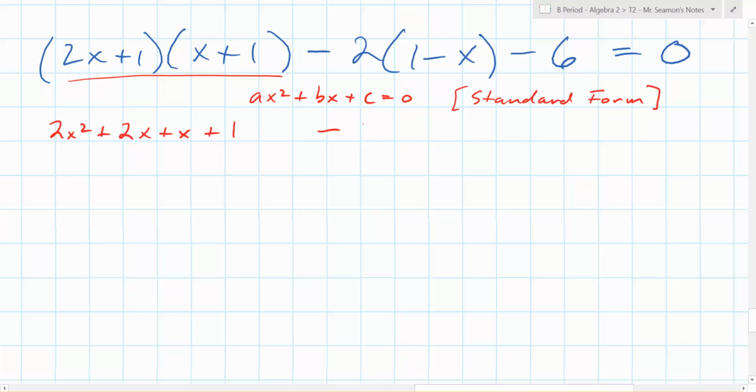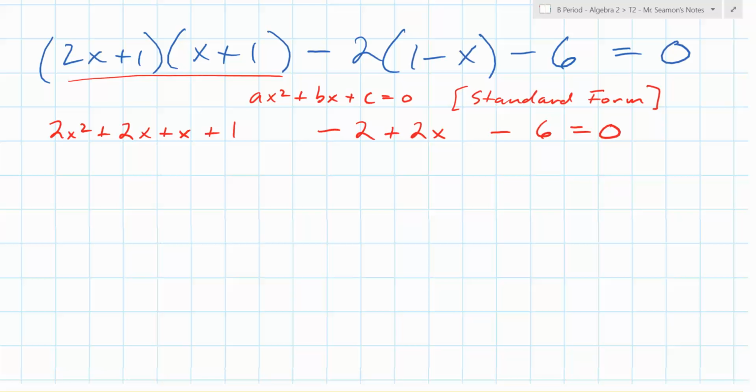Minus 2, plus 2x. Everybody, look at that line and make 100% sure that makes sense to you. What's 2x times x? 2x squared. 2x times 1? 2x. X times 1? 1 times 1. And then you have minus, it's negative 2, right? Times 1 is negative 2. Negative 2 times negative x is positive 2x, and then nothing happens here.